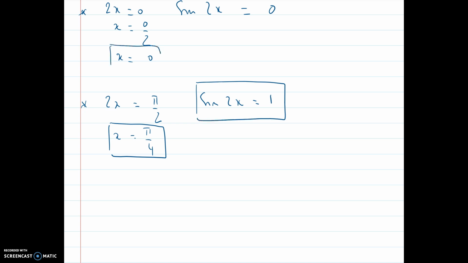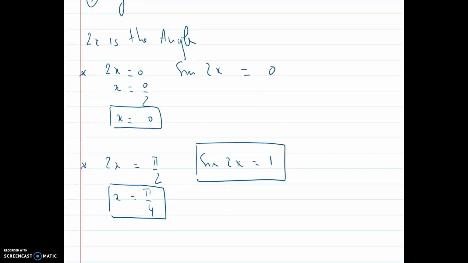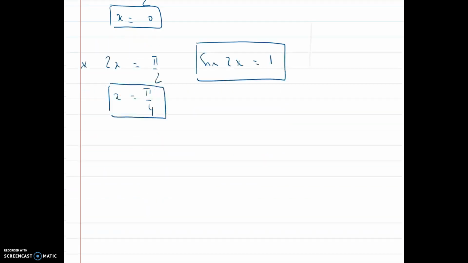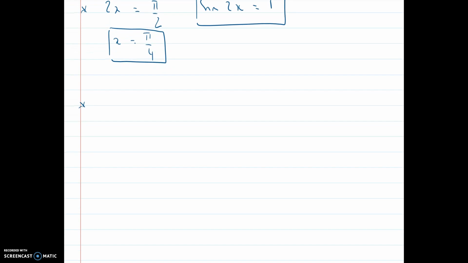When x equals 0, I'm getting sinus 2x equals 0. Alright? I could continue forever by saying if 2x equal pi, well, that means x equal pi over 2, sinus 2x will be equal to 0.